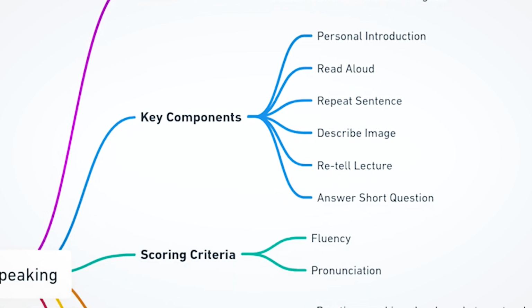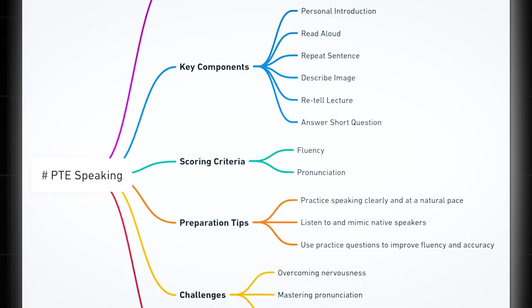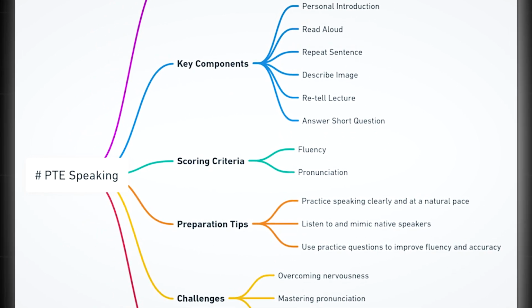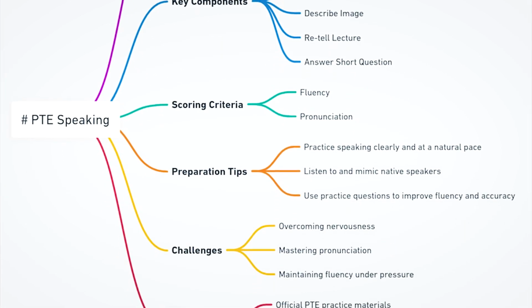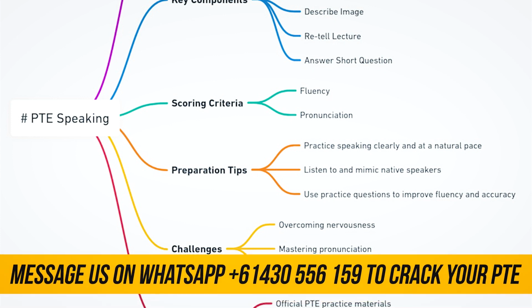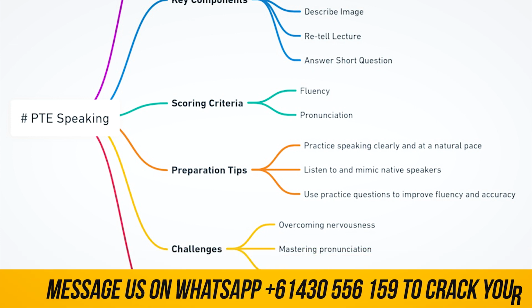And at the bottom there is scoring criteria, like how you will get scored. So fluency and your pronunciation, that's the thing that I was talking about. Fluency and pronunciation is important. And at the bottom you will see preparation tips, like practice speaking clearly and at a natural pace, alright, that's the preparation tips that you can use.